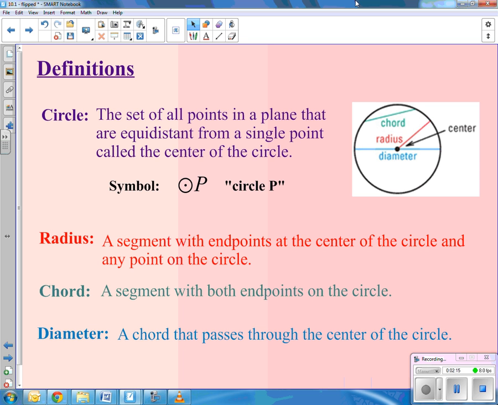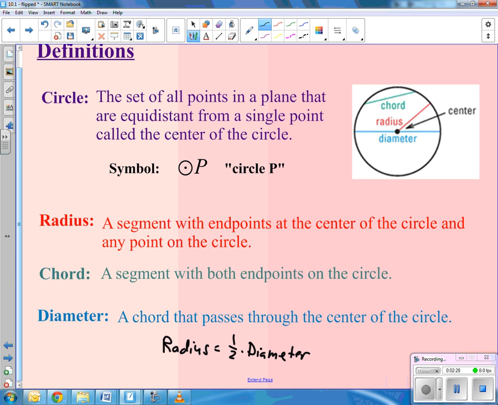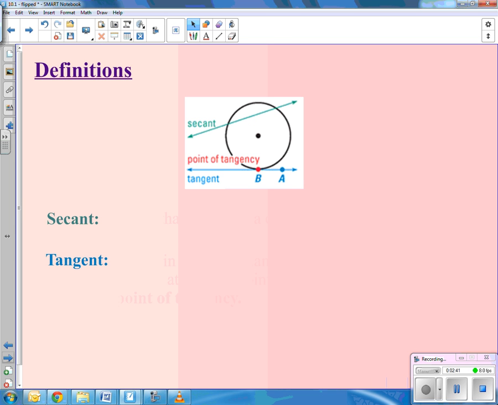Now, one thing in terms of lengths that we know is that the radius is always half of the diameter. Radius equals half the diameter. And vice versa, the diameter is twice as long as the radius. So that's going to help us determine some lengths in a circle as we go through. A couple more definitions.